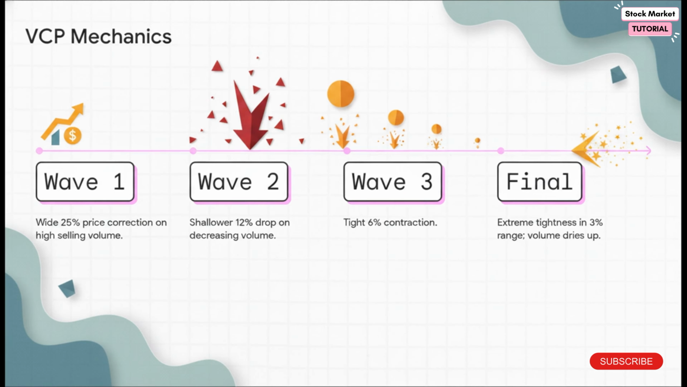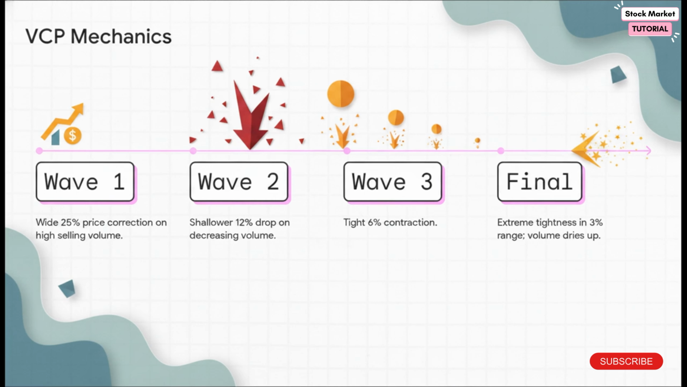The signature entry pattern here is the Volatility Contraction Pattern, or VCP. Think of it like a bouncing ball losing its momentum. On the left side, you get a wide 25% drop on high volume as weak hands shake out. The next pullback is shallower, maybe 12% on decreasing volume.